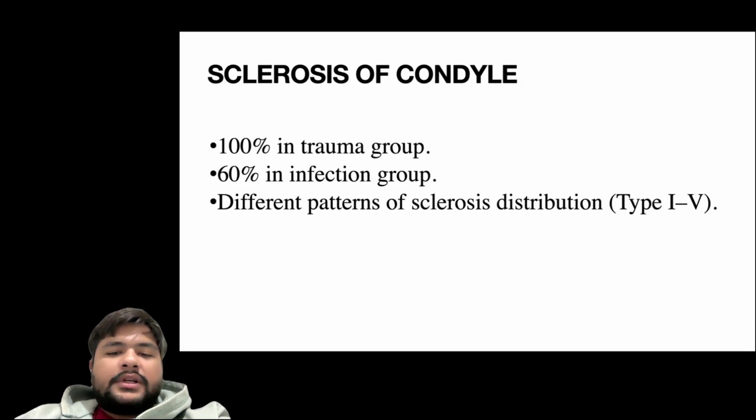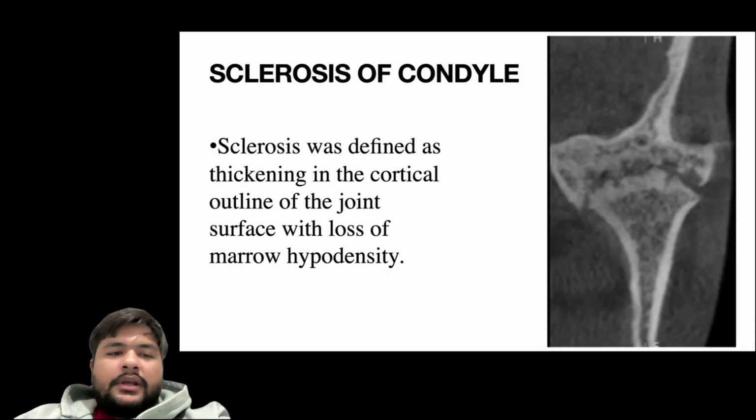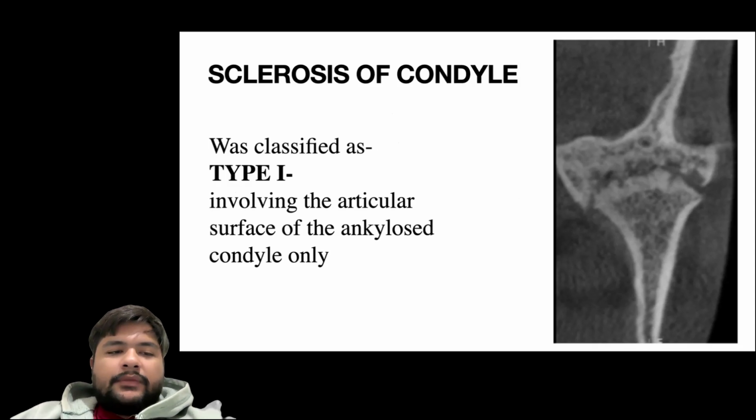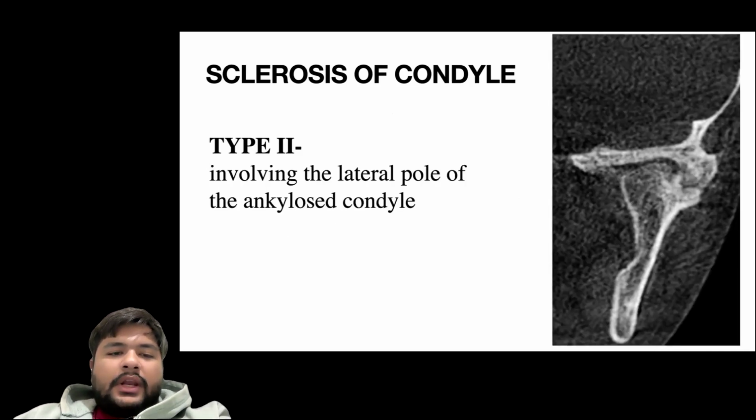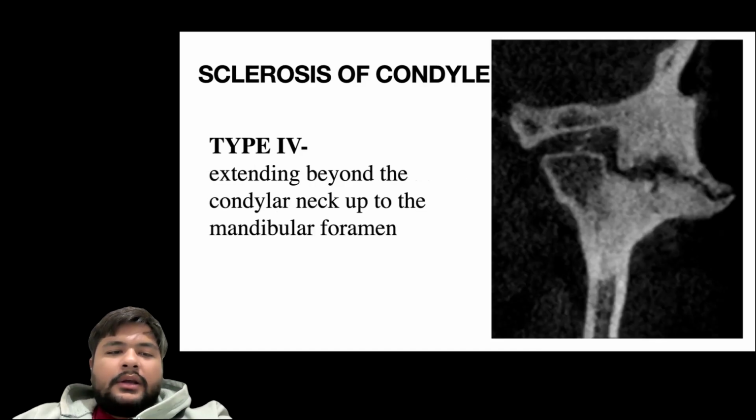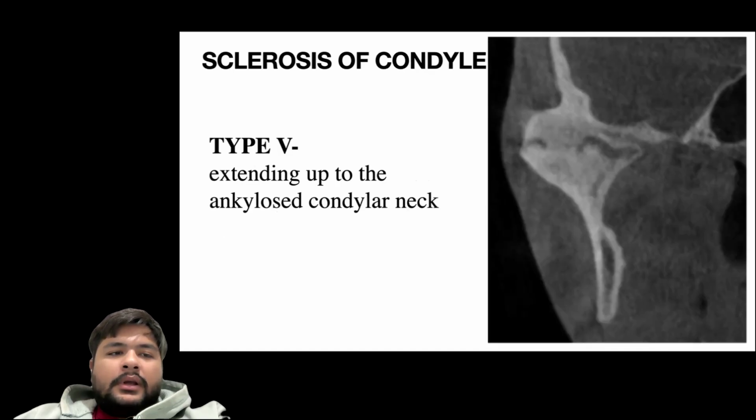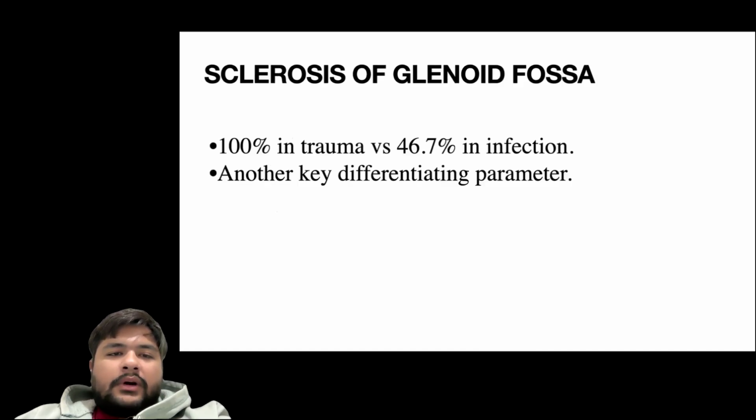Different patterns of sclerosis distribution were seen. It can be defined as a thickening of the cortical outline of the joint surface with loss of marrow hyperdensity. We will be classifying it into type 1, involving the articular surface of the ankylosed condyle only, then involving the lateral part of the ankylosed condyle, so involving the ankylosed condylar head, and extending beyond the condylar neck up to the mandibular foramen. Then type 5, extending up to the ankylosed condylar neck.